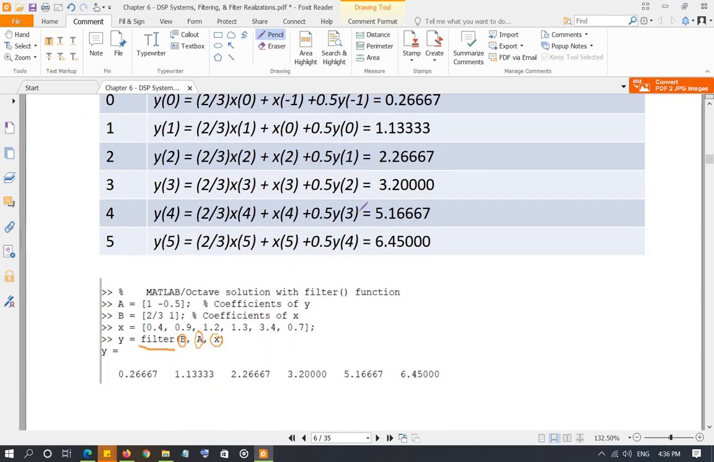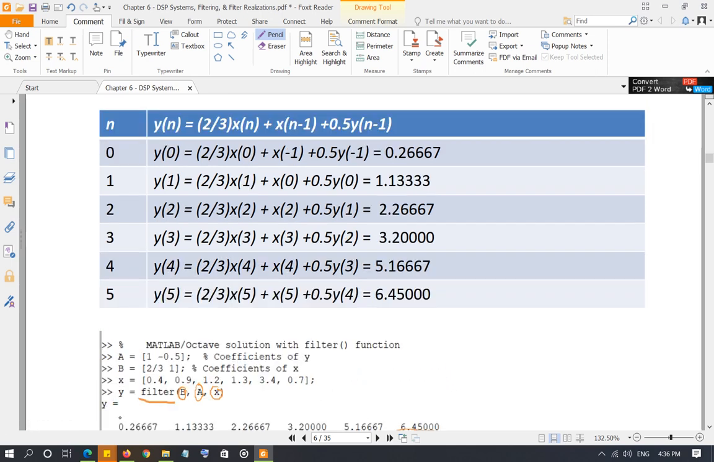And if you have H of z, it's the same thing. B will be the coefficients of z to the power -1, z to the power -2. B will be the coefficients of the polynomial of z in the numerator, and a will be the coefficients of the polynomial of z in the denominator, which correspond to y. And x is the input. And in this case, the input of course is given to you, which is this. So when you run this, you observe that you will get the same result as you got from the difference equation. Basically, it is doing the same thing. It is creating the difference equation and giving you the same result.